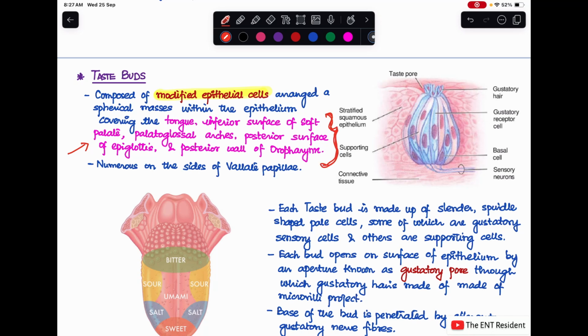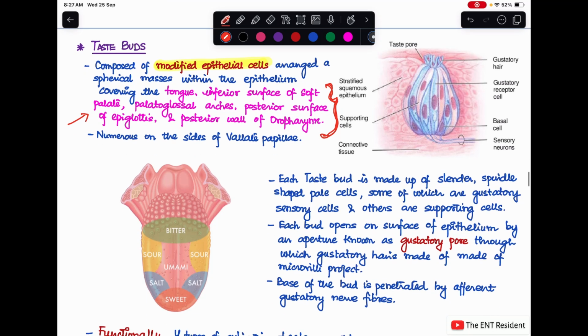It's a usual misconception that taste buds are only found on the tongue because the tongue is the organ of taste, but that is not the case. We have taste buds in other locations as well, as I've just mentioned. So now we'll talk about the taste bud. What does the structure of a taste bud look like?